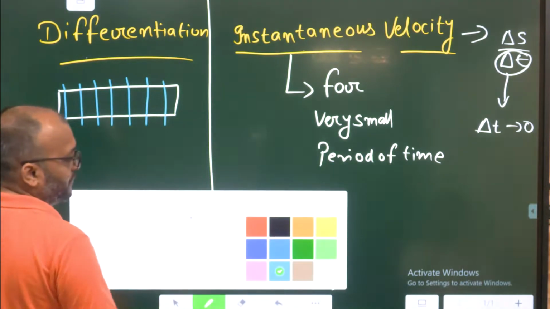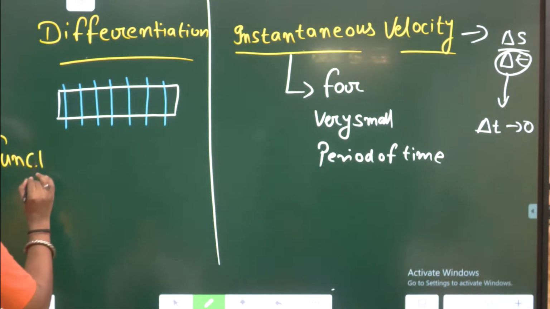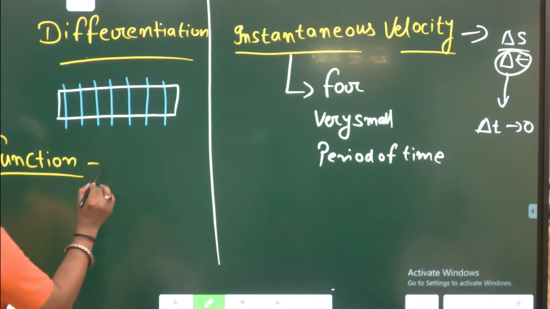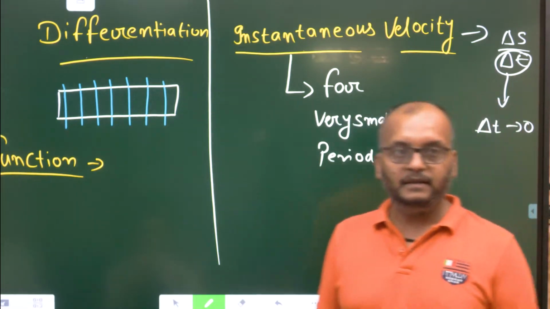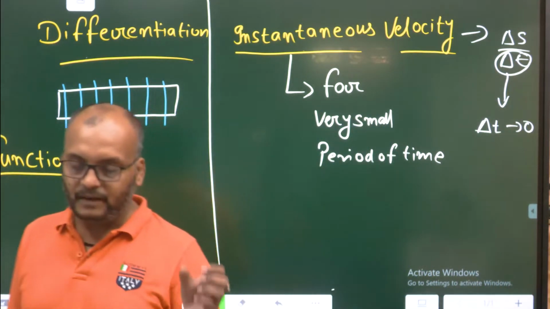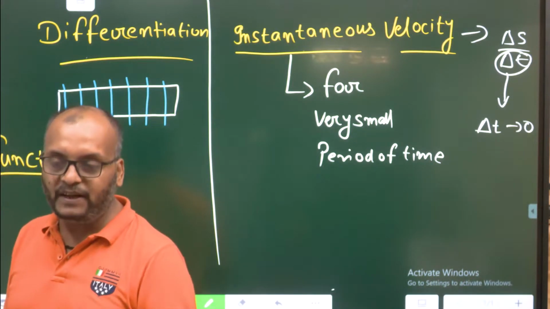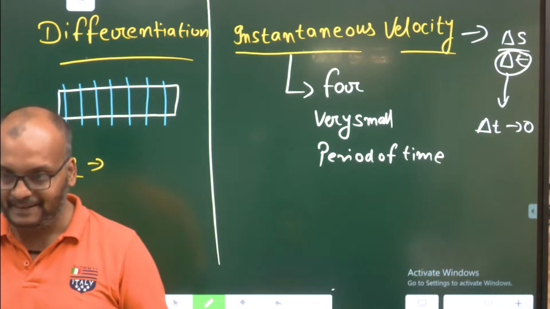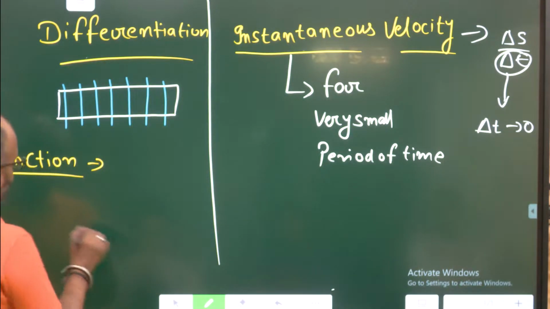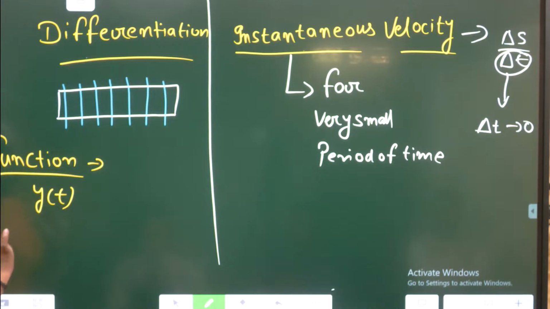Second thing, for differentiation we must know a term called function. What is the meaning of function? A function is a quantity that depends on another quantity and has a specific value for the other quantity's specific value. Didn't get anything, right? That's why definitions are used like this. Suppose y is a function of t.